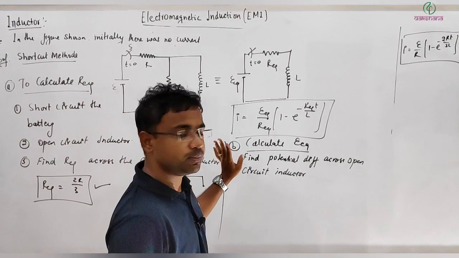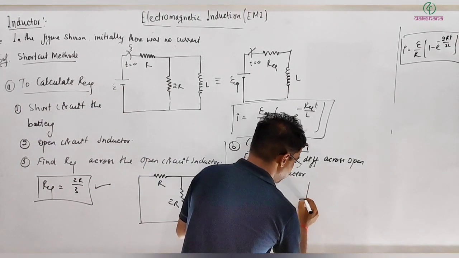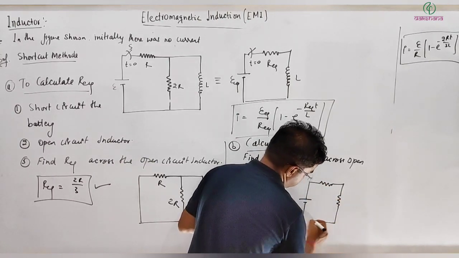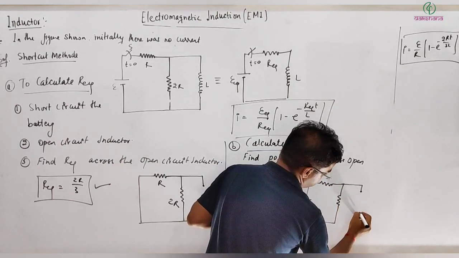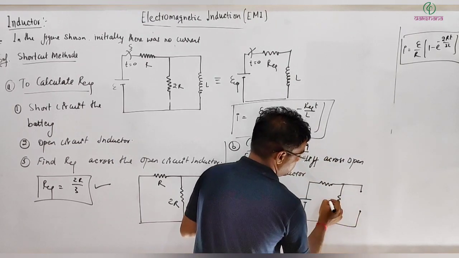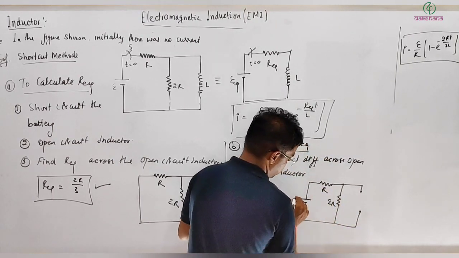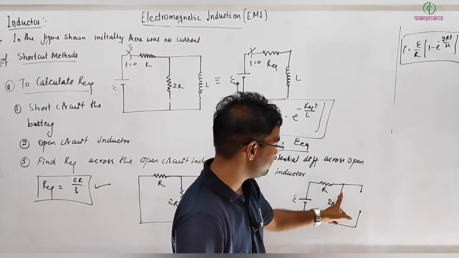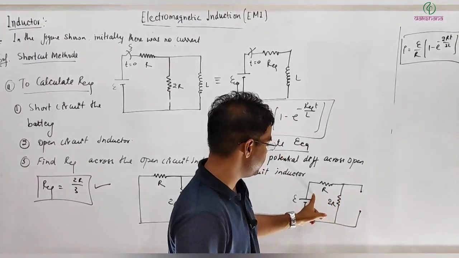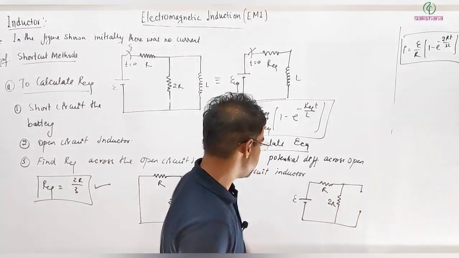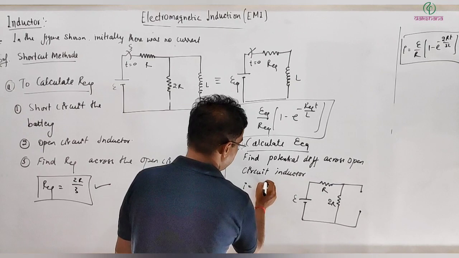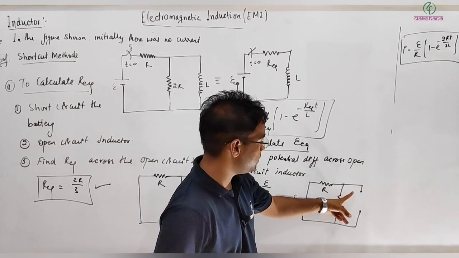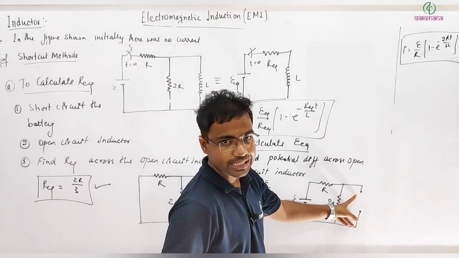Remaining part, just keep it as it is, meaning the battery and resistors as they are, and this open circuit inductor. So this is 2R, R, and the battery. Clear? Now you can see this is open circuit, so definitely there will be no current in this branch. Current will be flowing this way. So current I can be written as E divided by 3R.